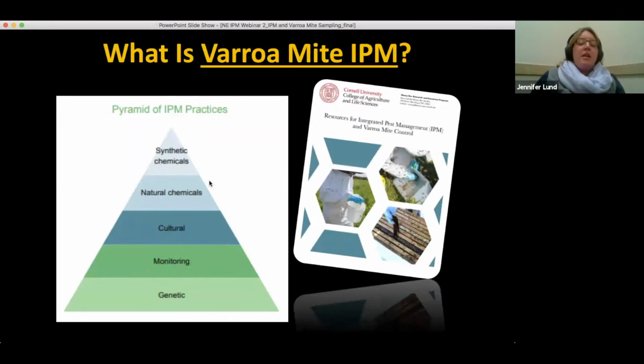So there is this guide out there made by Cornell University, and it's got this really great little graph thinking about how we can do Varroa mite IPM. It starts at the bottom with getting good genetics in your hive, then monitoring, cultural practices, and then some of our miticide treatments up at the top. So you want to do those other things before you get to the miticide treatments. Next slide.